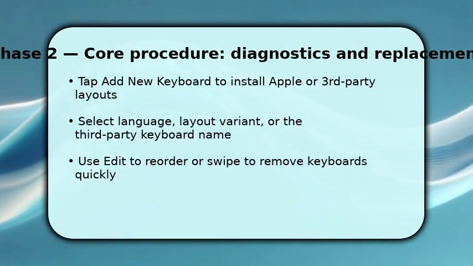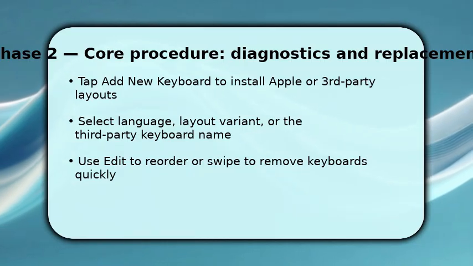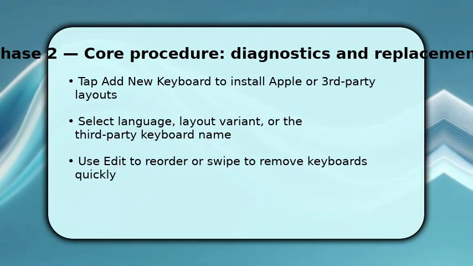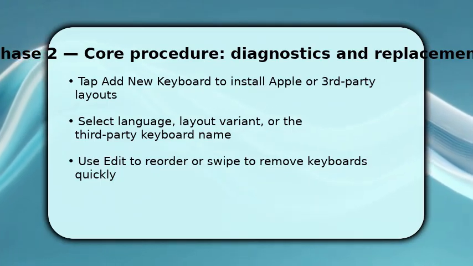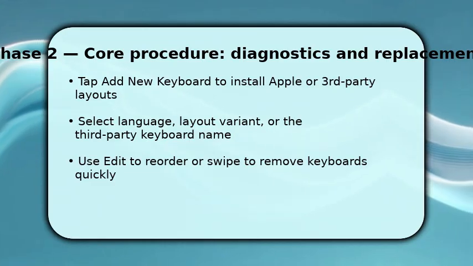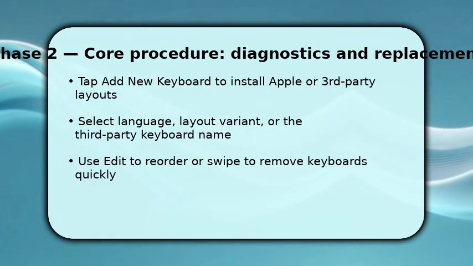Tap Add New Keyboard to pick an Apple layout or any installed third-party keyboard. Choose Language and Layout variant when offered because that determines key placement and symbols. Once added, tap Edit to reorder keyboards. The top one appears first when switching, and swipe left to delete any you no longer want.